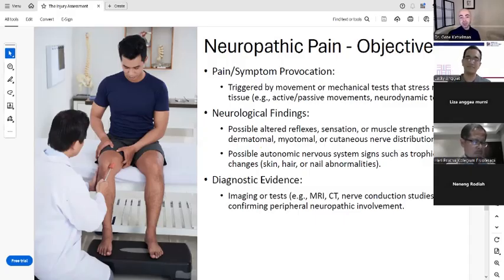For neurological findings, they're going to have possible altered reflexes, sensations, so dermatomes, or muscle strength, myotomes, things like that. They're going to have possible autonomic nervous system signs as well in certain situations. So things like trophic changes like skin, hair, or nail abnormalities. That is also a sign of neuropathic pain. And they're going to have imaging or tests, so things like MRI, CT scans, nerve conduction tests that confirm peripheral neuropathic involvement.